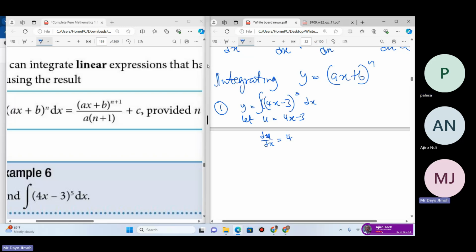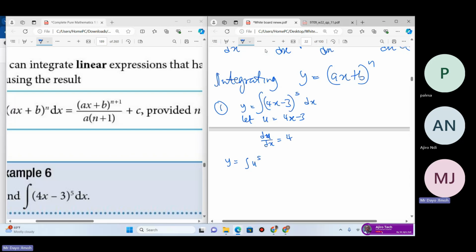So this is the derivative of the bracket. Then I will replace this dx. Therefore, y is equal to the integral of u raised to power 5. Do you agree with this? Yes, because the entire bracket is u.